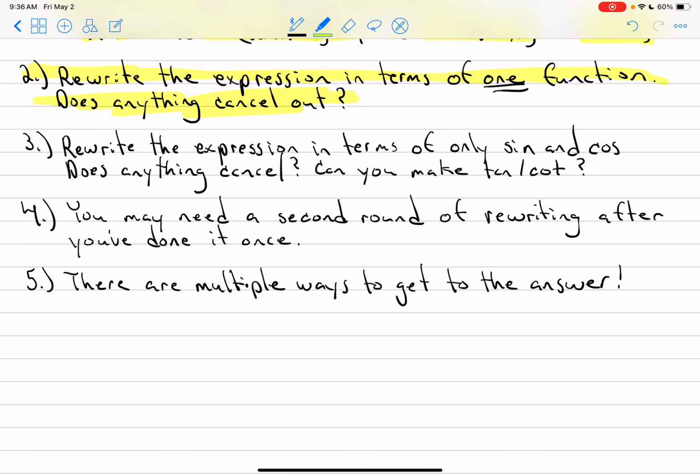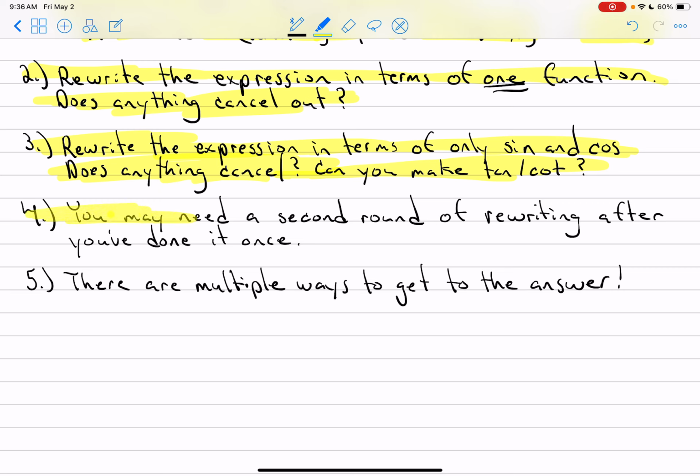All right, so third then, maybe you tried that. That didn't work. If you can't rewrite it in terms of one function, rewrite the expression in terms of only sine and cosine. And then when you get here, does anything cancel out? Or can you make some combinations of tangents or cotangents? All right, let's go on to step 4.